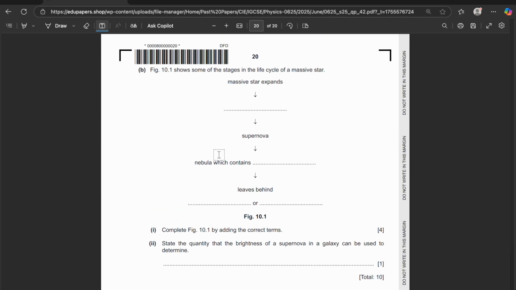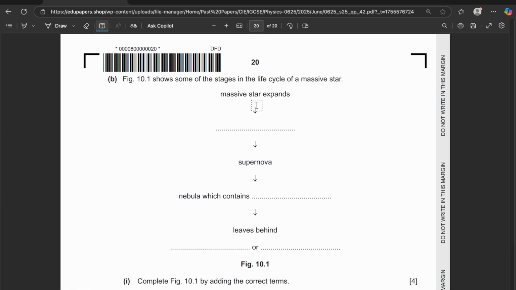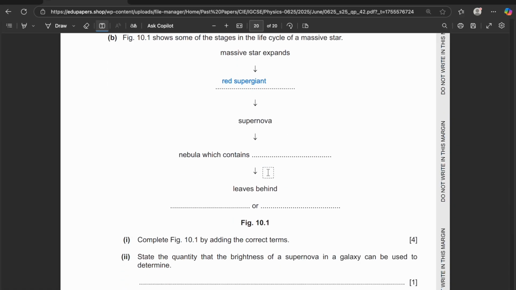B. Figure 10.1 shows some of the stages in the life cycle of a massive star. 1. Complete figure 10.1 by adding the correct terms. So a massive star expands. That will be after the main sequence stage. So it will turn into either a red giant or a red supergiant. But then it says massive, so we can assume it is going to be a red supergiant. And also it turns into a supernova afterwards.